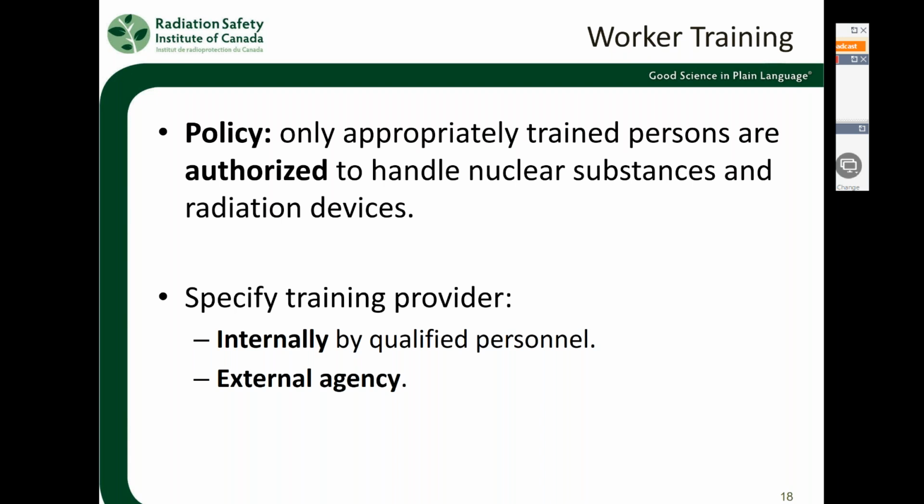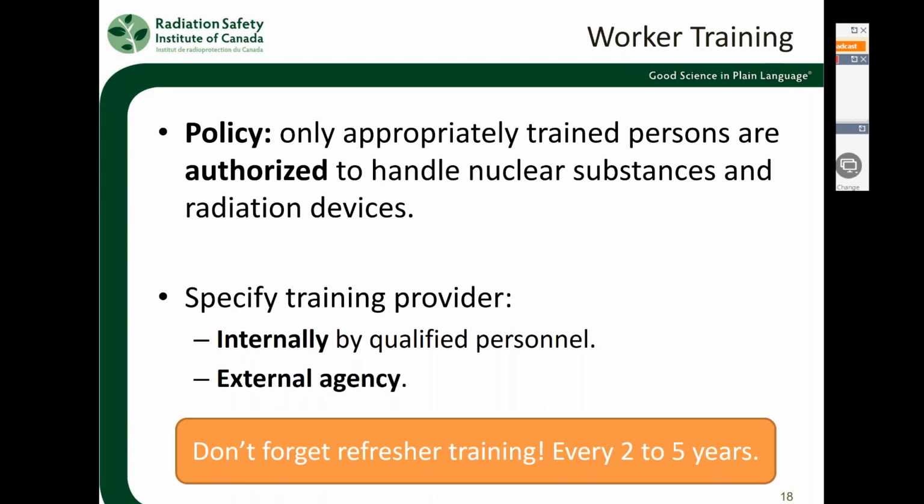You need to lay out who your training provider is. So is it an internal worker? Is that person qualified? What makes them qualified to give that training? Is it an external agency that will provide training? If so, who are they? So what is the name of that agency? What course will be used? And if the CNSC is not familiar with the agency, they may want more information about the course that the agency will be providing.